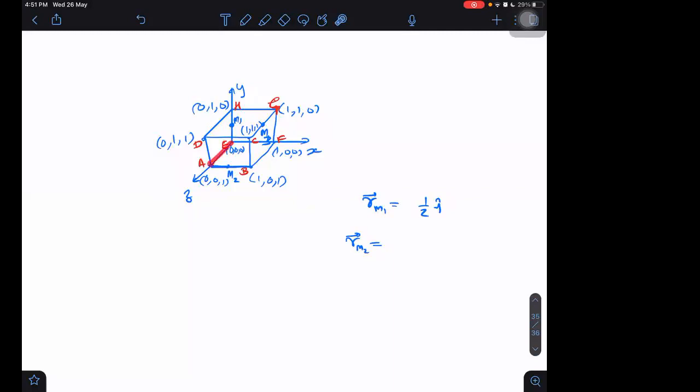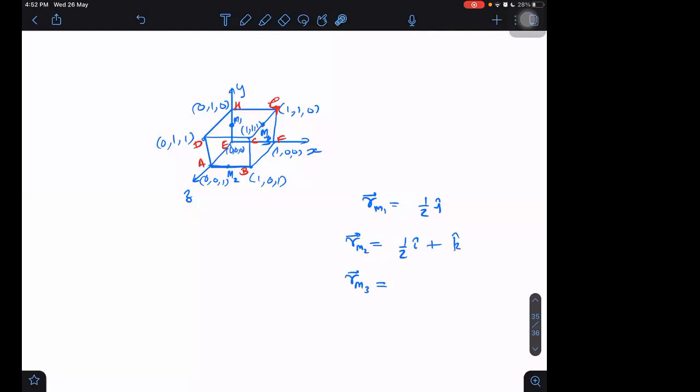Let us see once. Along the Z axis, we have to go 1 unit distance, and then along the X axis, we have to go half unit distance. It means half unit along X and 1 unit along Z. Do you agree with the M2 coordinates? Yes, sir. What will be our M3 coordinates?